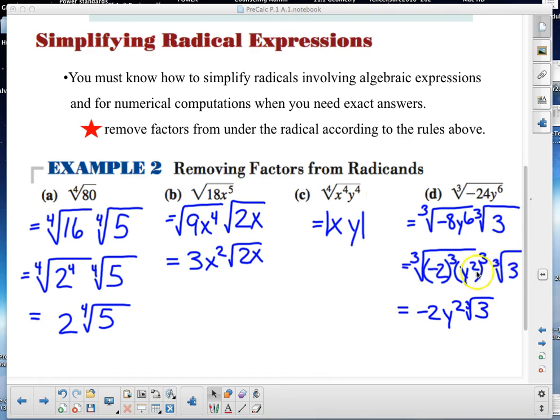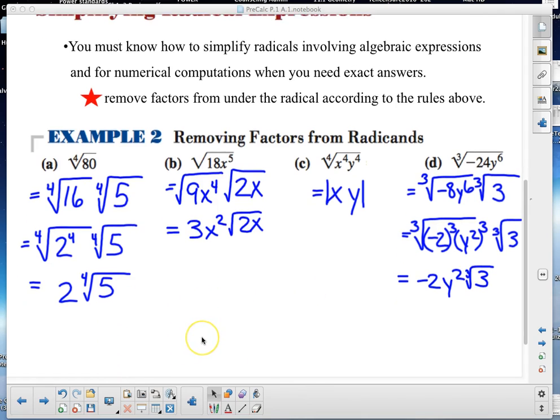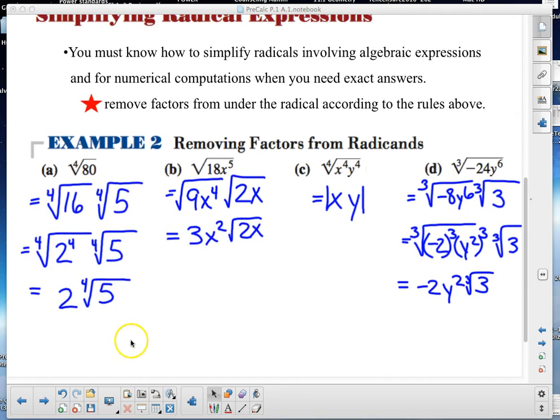If you leave the index off, we're assuming it's a square root versus a cubic root or a fourth root or anything like that. So make sure of notation, notation, notation, and pick on me about that if I missed it on something, if I got lazy.